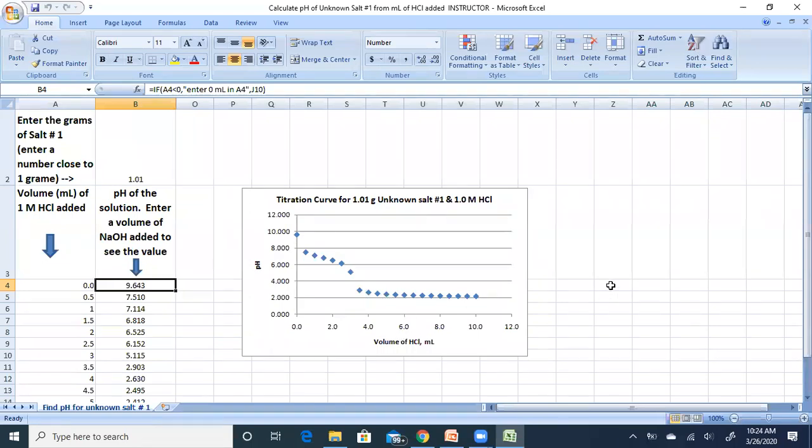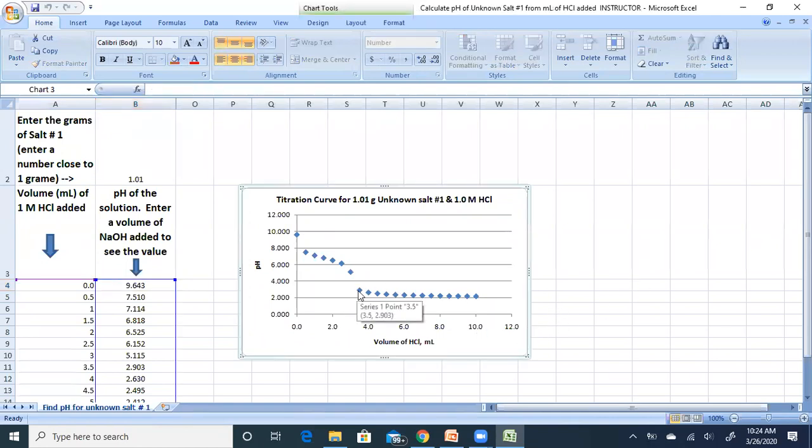So for example, in that table, which one is the equivalence point? To make the work simpler, I will just use this middle one, like 3.5. So the volume is 3.5. The pH is 2.903. Okay, perfect. Thank you. You're welcome.